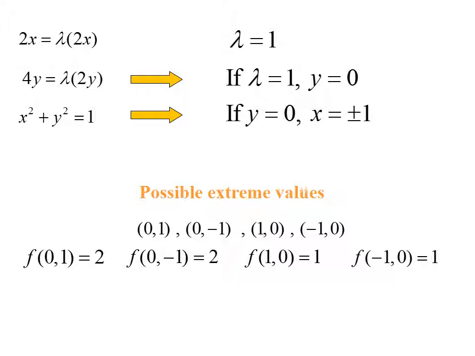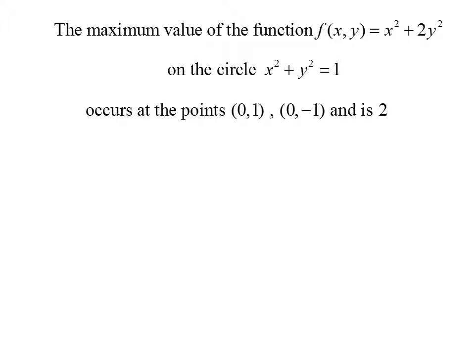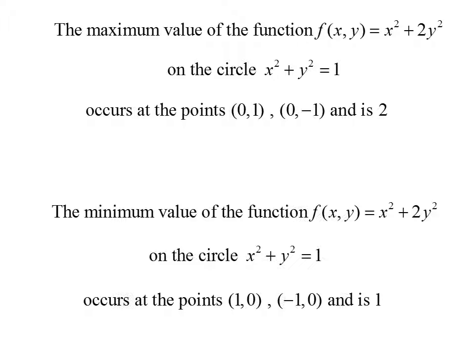So finding the function value for each of those, the smallest would give us our minimum and the largest would give us our maximum. So we would have the maximum value occurring at 0, 1 and 0, negative 1. The maximum value would be a 2. The minimum value would occur at 1, 0 and negative 1, 0, and the minimum value would be a 1.